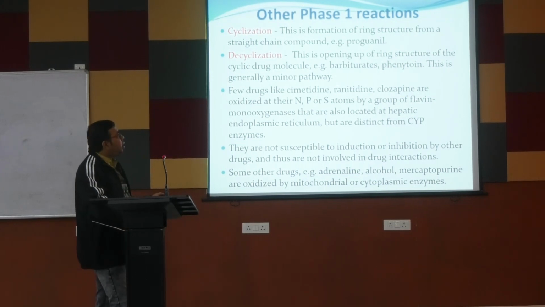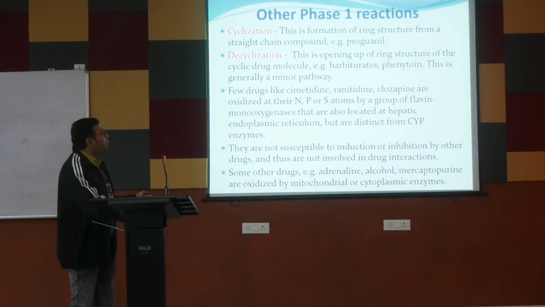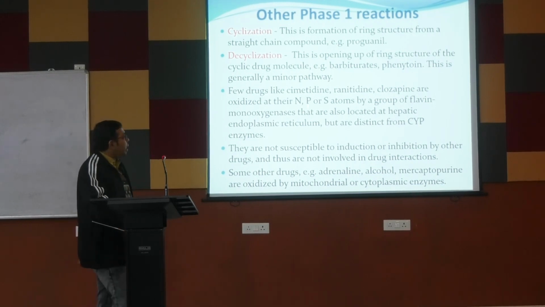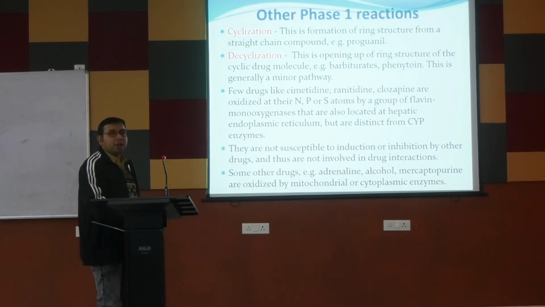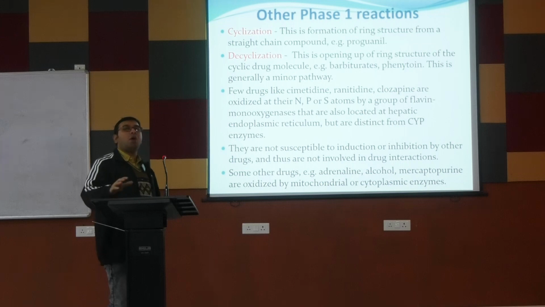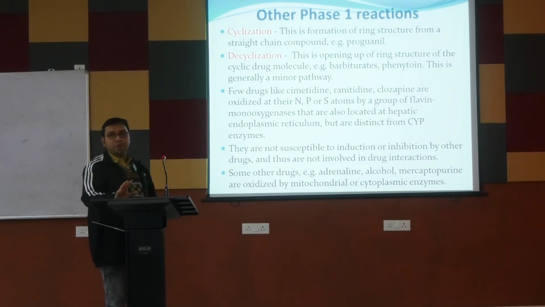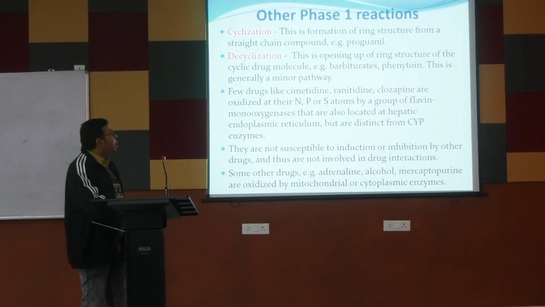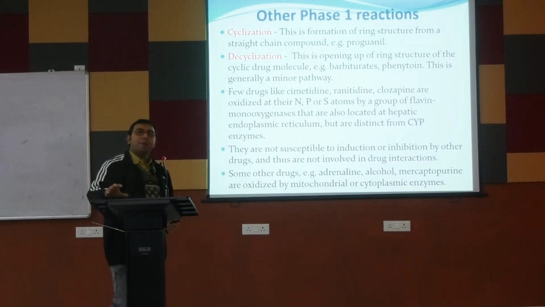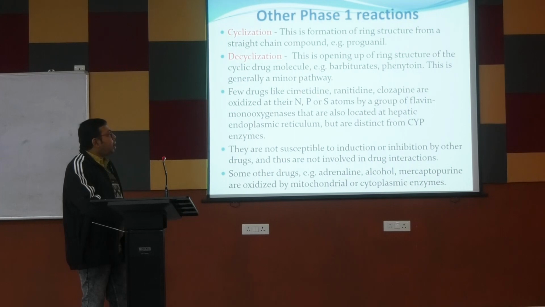Few drugs like cimetidine, ranitidine, clozapine, etc. are oxidized at other sites like N, P or S atoms by a group of flavin monooxygenases that are also located at the hepatic endoplasmic reticulum but are distinct from cytochrome enzymes. That is, it is not the case that all oxidation occurs due to the cytochrome P450 enzymes. There may be some flavin monooxygenases present in the same site as the cytochrome P450, and they usually metabolize ranitidine, clozapine, etc.